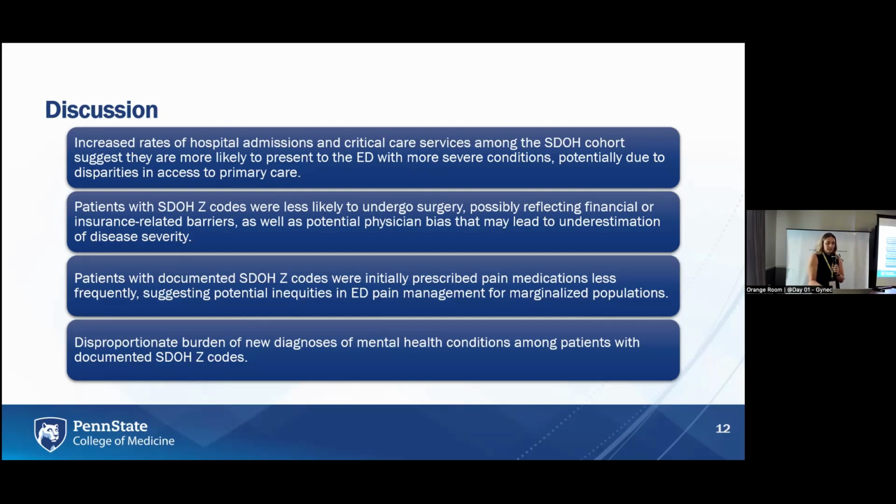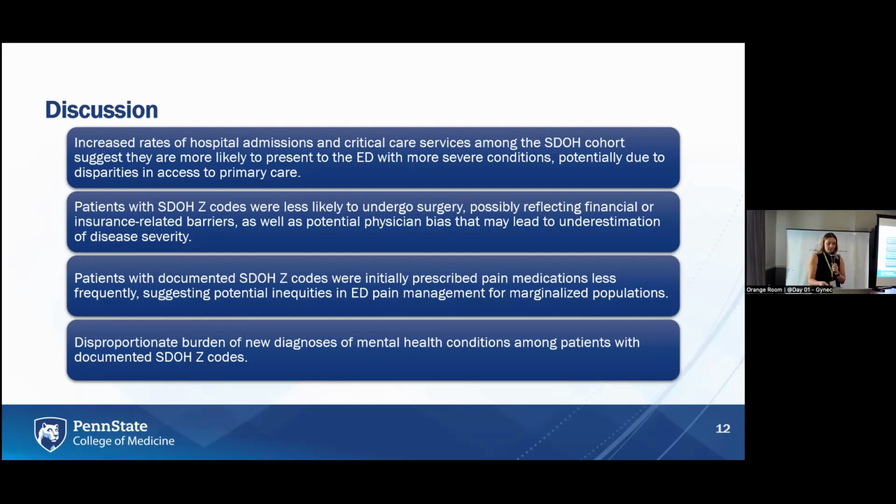Another key finding demonstrated that patients with Z codes were less likely to receive surgery. This may indicate financial or insurance-related concerns, which have previously been shown to limit access to surgical care in general. This may also represent a different threshold for hospital admission and timeliness of seeking medical care. Additionally, a physician's implicit bias in treatment of individuals with SDOH may lead them to underestimate the severity of the disease presentation and progression.